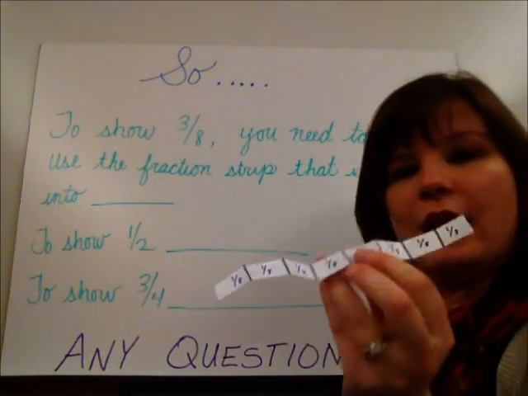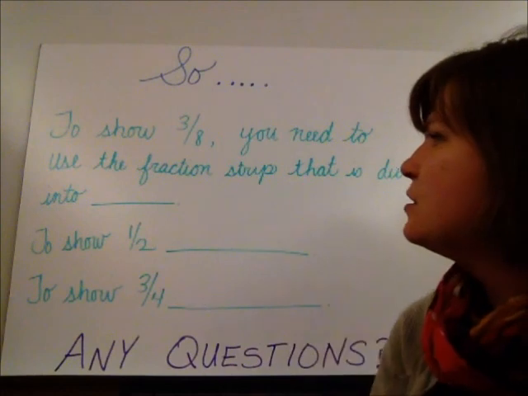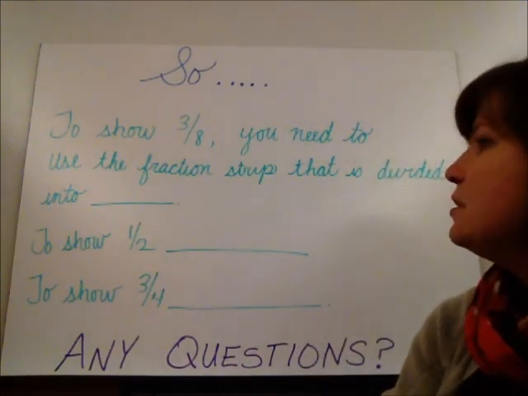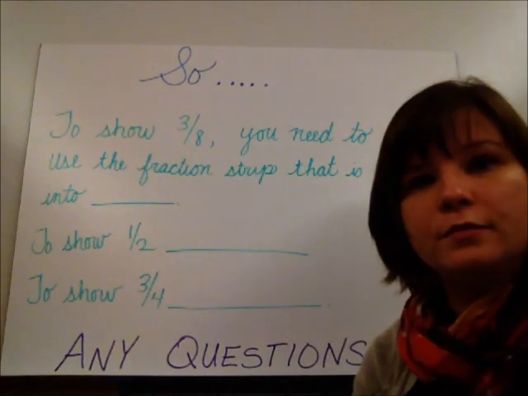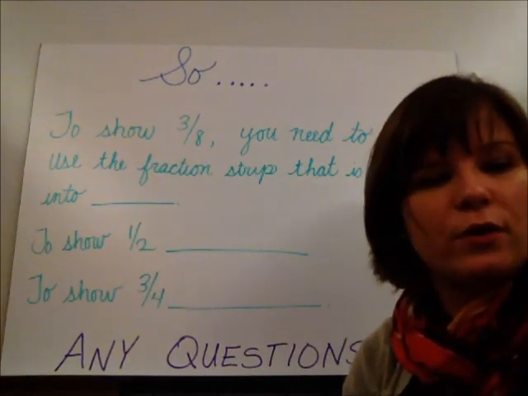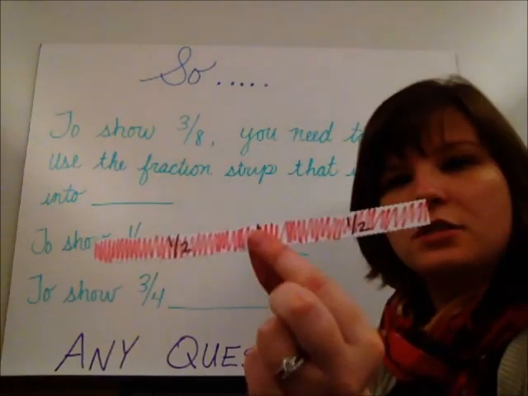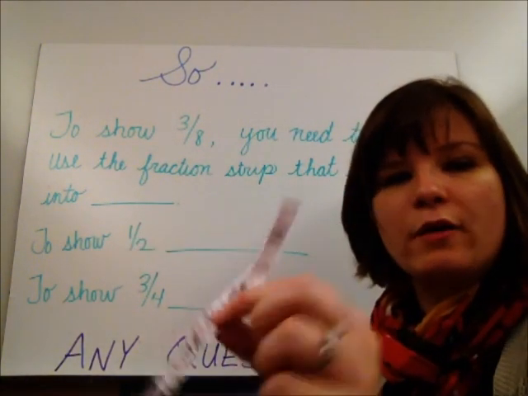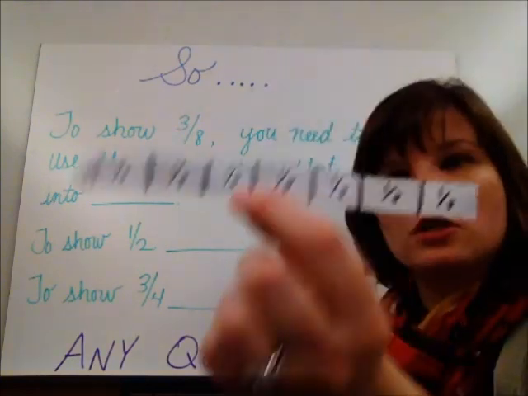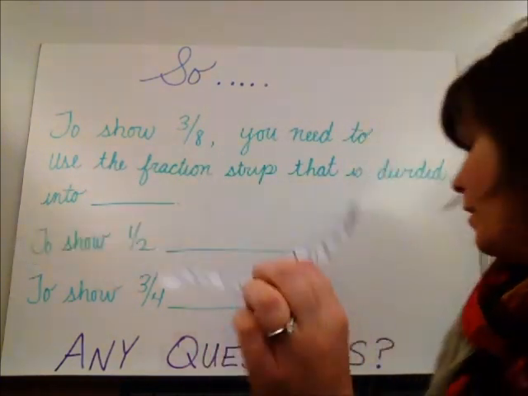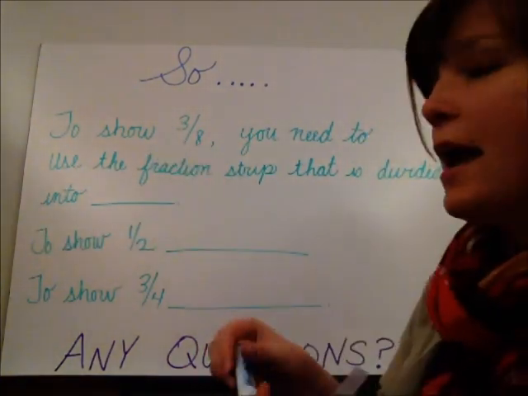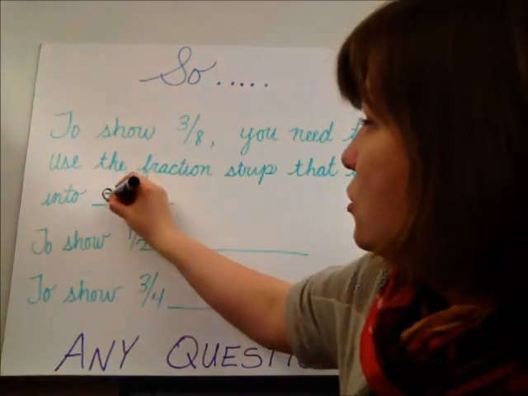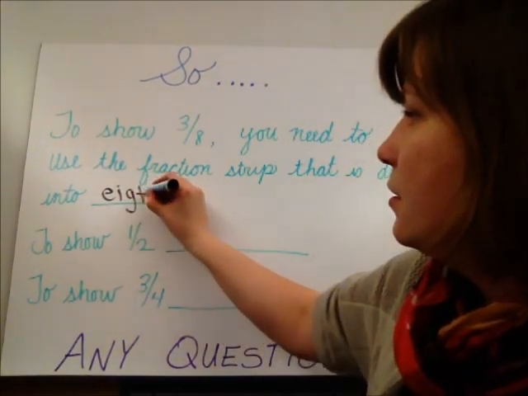So to show 3/8, if I have my eighths here, you need to use the fraction strip that is divided into what? Would it make sense to show 3/8 on this strip showing halves, this strip showing fourths, or this strip showing eighths? It would make sense to show 3/8 using a fraction strip that is divided into eighths.